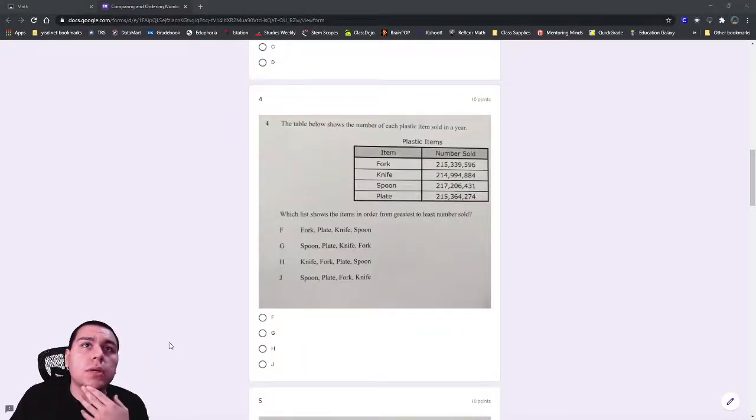Question 4. The table below shows the number of each plastic item sold in a year. Which list shows the items in order from greatest to least number sold? F. Fork, plate, knife, spoon. G. Spoon, plate, knife. H. Knife, fork, plate, spoon. J. Spoon, plate, fork, knife.